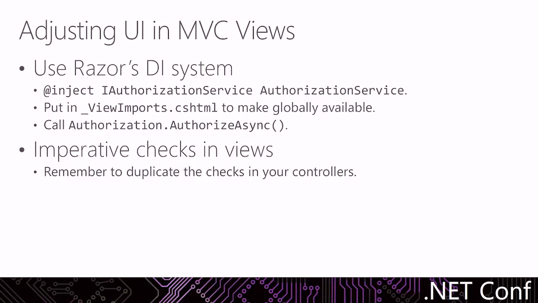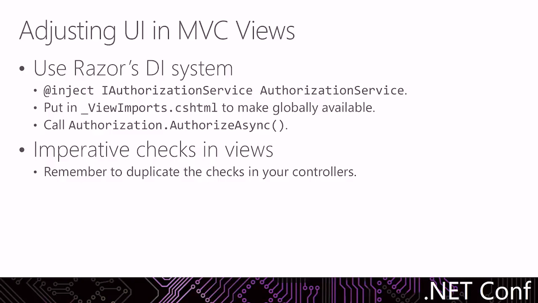So you can use Razor's DI system. You can do the @inject command. You can put it in view imports if you want to make it globally available, and then you can call authorize async and show and hide parts of your UI based on whether someone is fulfilling a policy or not.